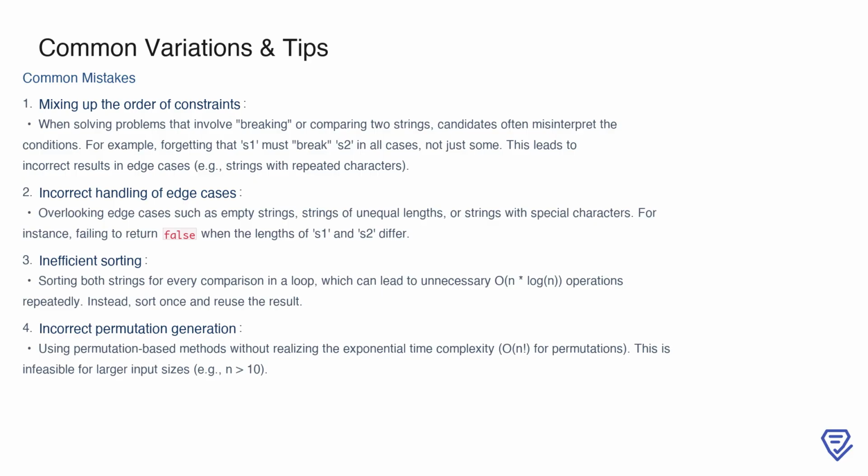Additionally, inefficiencies often arise when sorting both strings repeatedly during comparisons. Sorting should ideally be done once, as repeated sorting can unnecessarily increase the time complexity to O(n log n) within a loop. Lastly, some candidates attempt permutation-based solutions. Generating all permutations has an exponential time complexity, making it impractical for larger inputs, so this approach should generally be avoided.